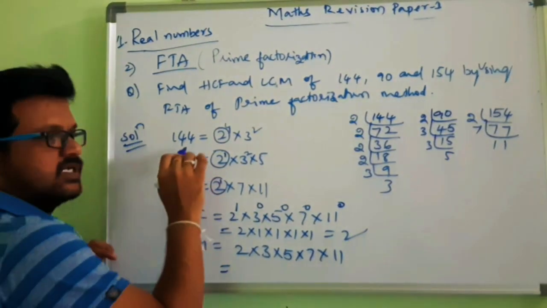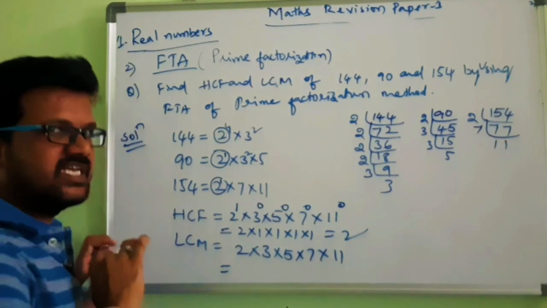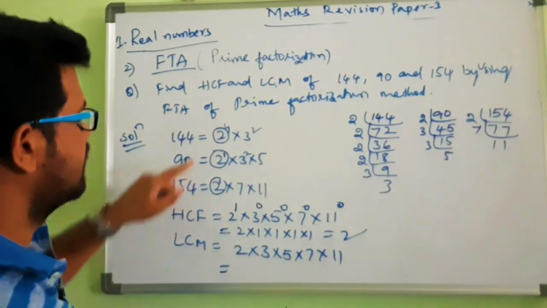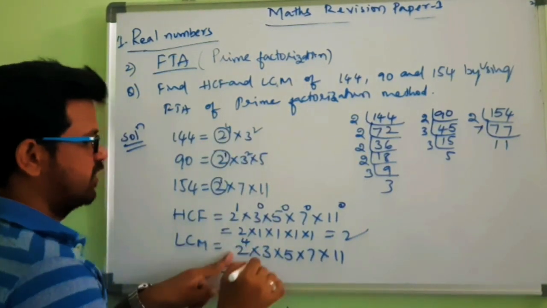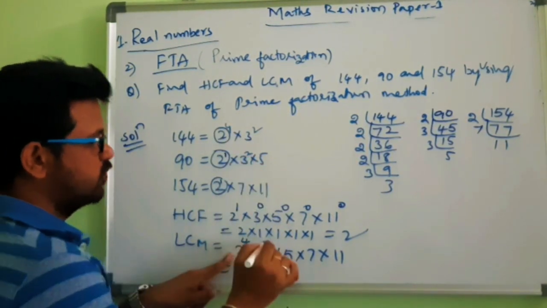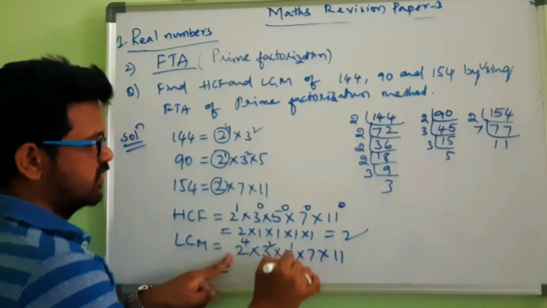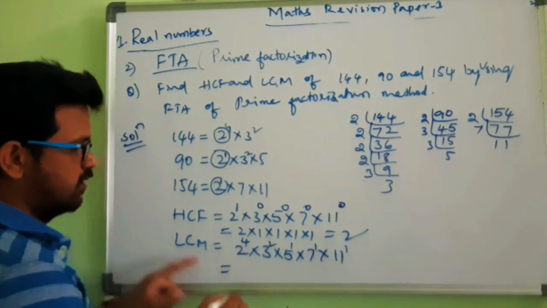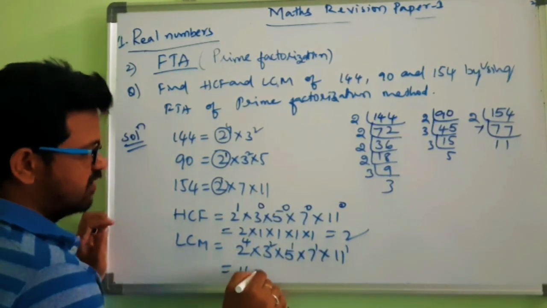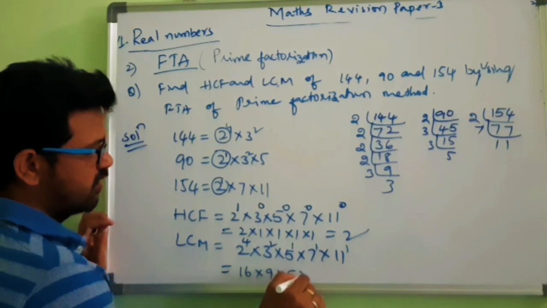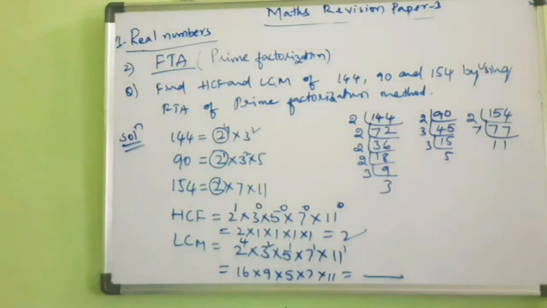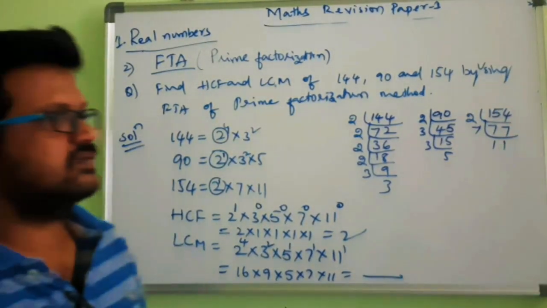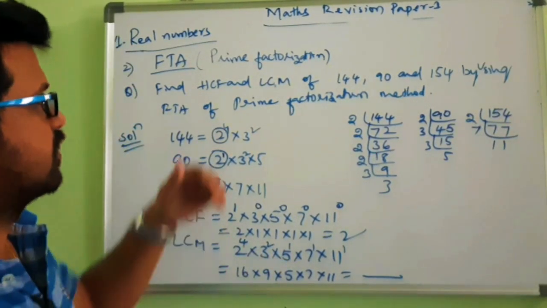To find LCM, no need to see common. What is the highest power of 2? 4. Write 4 here. Highest power of 3 is 2. 5 is 1. 7 is 1. And 11 is 1. So 2 power 4, that is 16, into 9 into 5 into 7 into 11. Multiply and write the answer. Okay, so this is the 2 marks question.